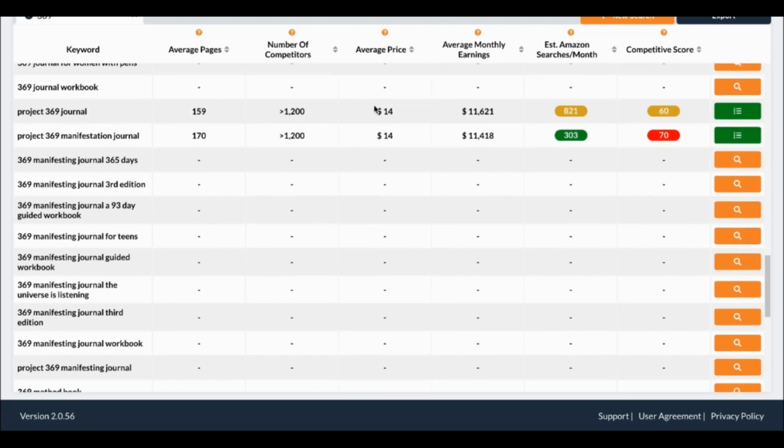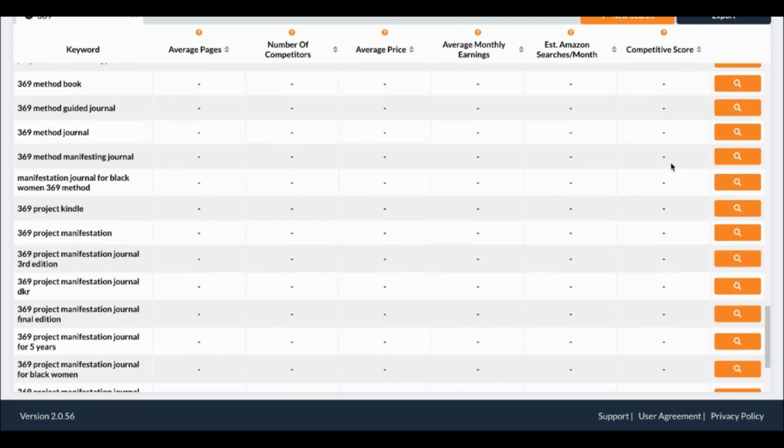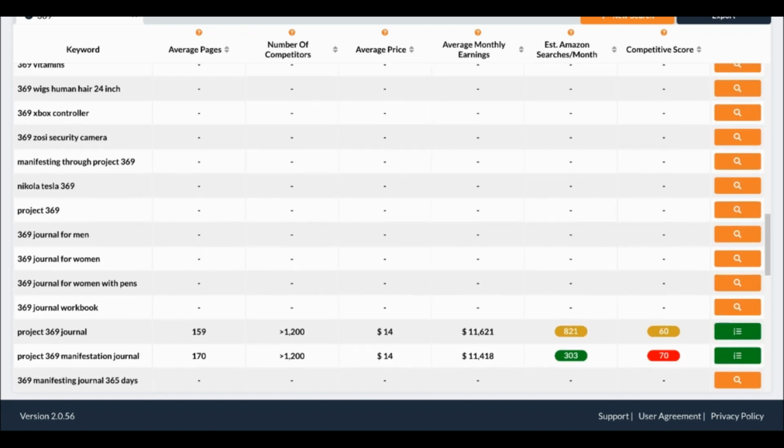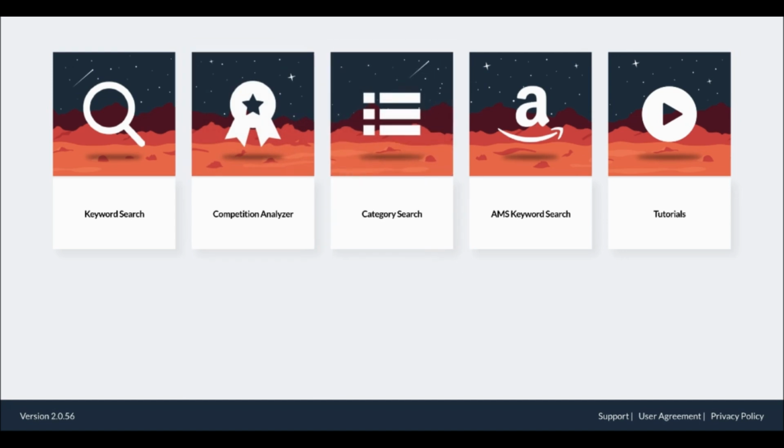So having put in 369, Project 369 Journal is showing quite a lot of searches and not too competitive. And there are lots of different ones you could end up checking out here. So this is just a kind of overview of what I might do once I've got the keywords from Amazon. I might go and check them out on Publisher Rocket, and then see if there are any others that come up that are showing a good result.